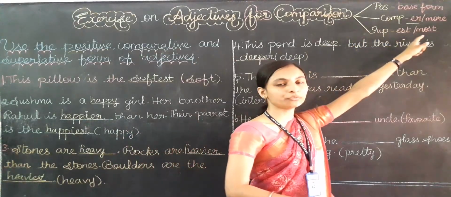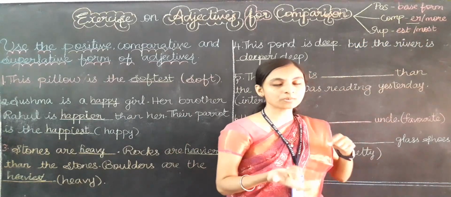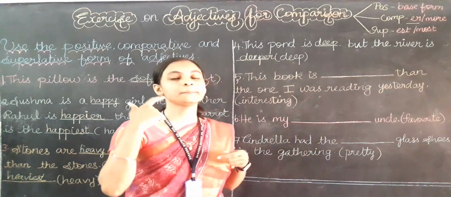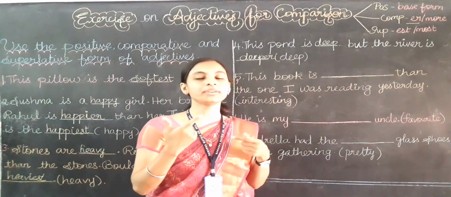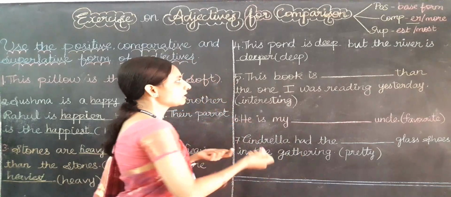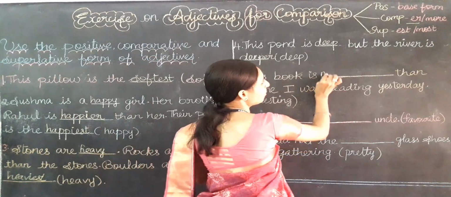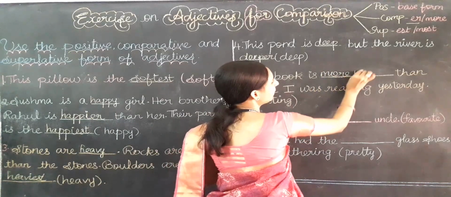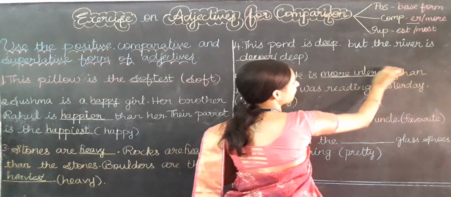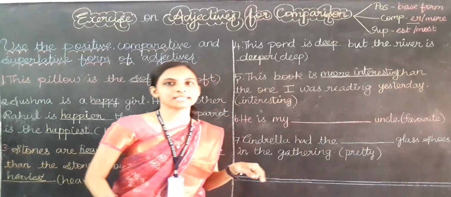So in the comparative form, when the adjective is big, we need to add more before the adjective. When the adjective is a big word, we add more before the adjective to show the comparison. So the answer will be more. Then whatever adjective they have given, we write as it is. Interesting. More interesting.